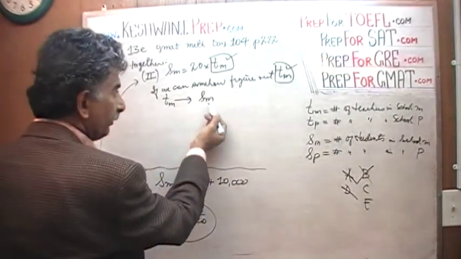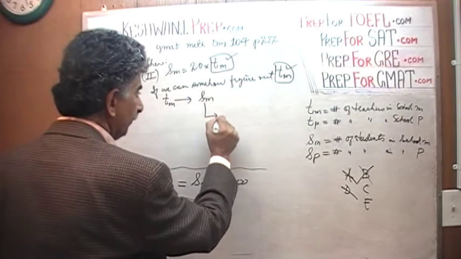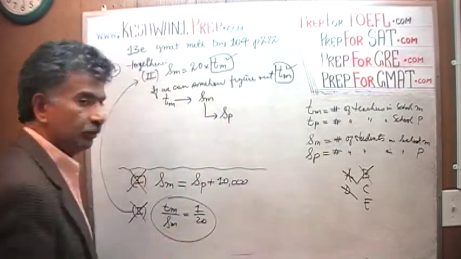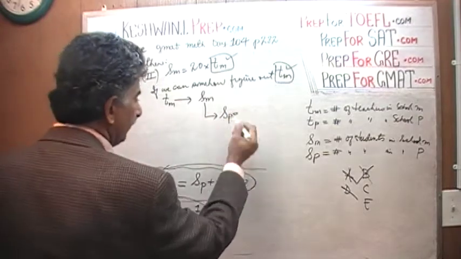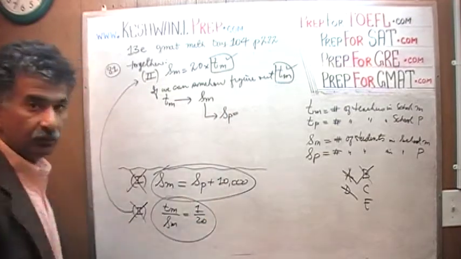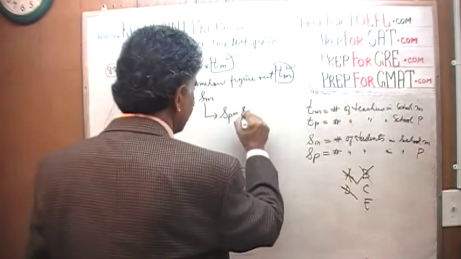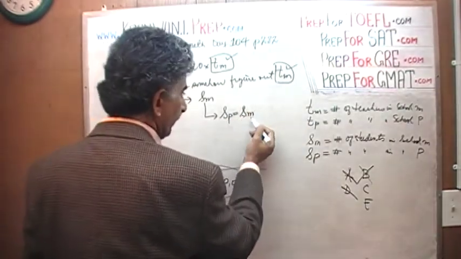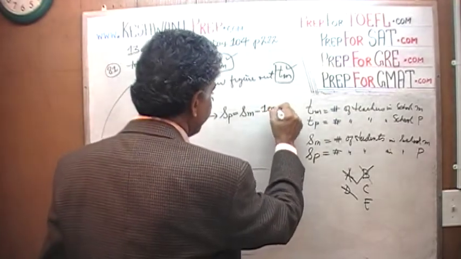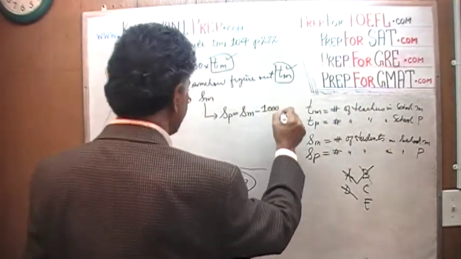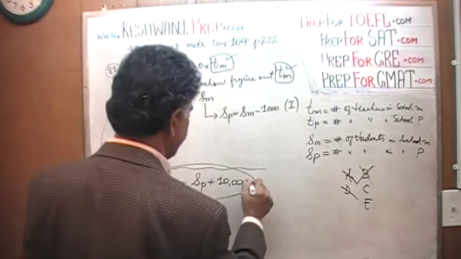Now if we can figure out the number of students in school M, that in turn will enable us to figure out the number of students in school P from the first statement. The number of students in school P is simply 10,000 less than the number of students in school M. It's whatever the number of students in school M is, minus the 10,000. And that comes from the first statement, right here.